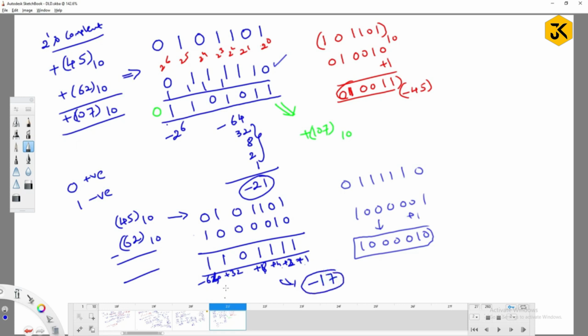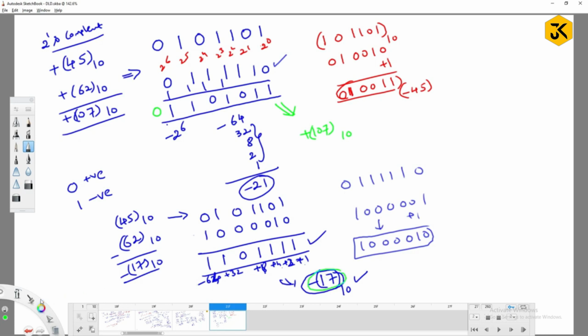Minus 17. So is this the result we are expecting or not? In this particular situation, is this the result we are expecting? Because 45 minus 62 is minus 17 in base 10. Are you getting the result? Yes. Here in this particular situation, you are getting the result. So there is no problem here.